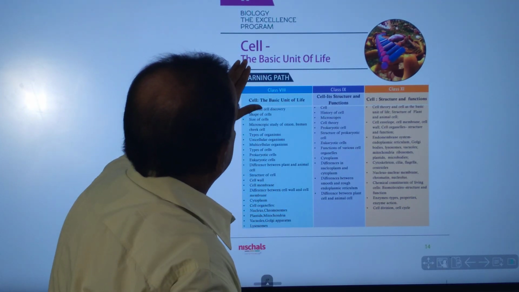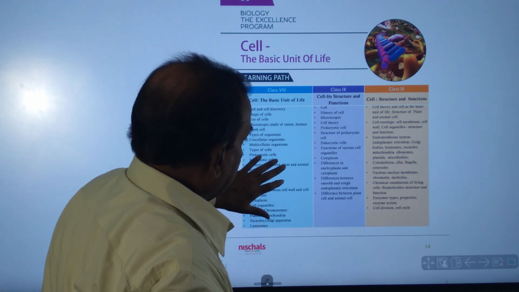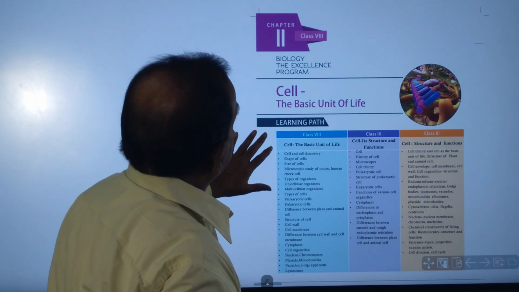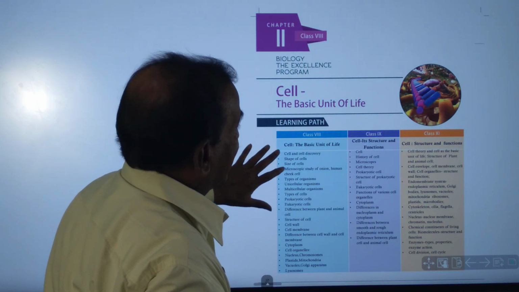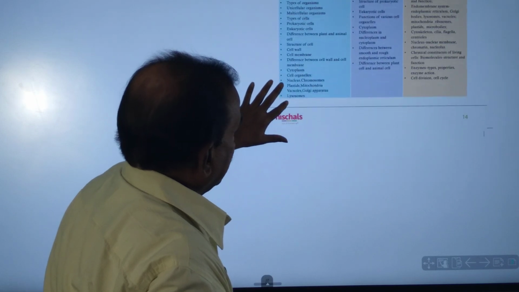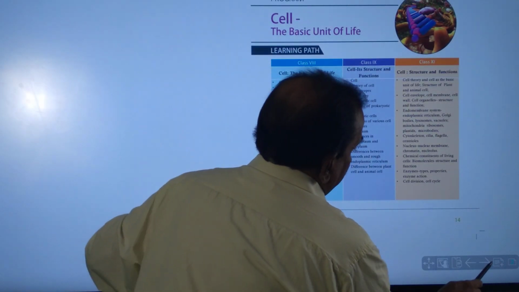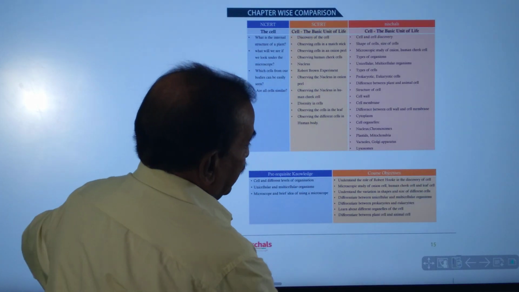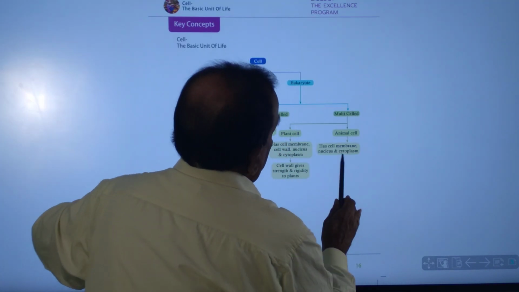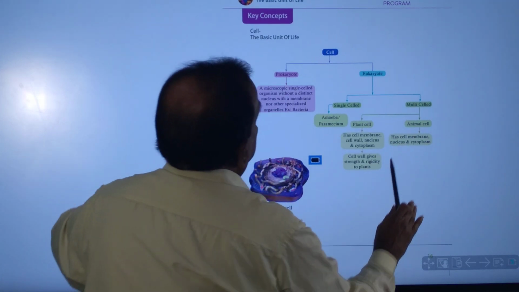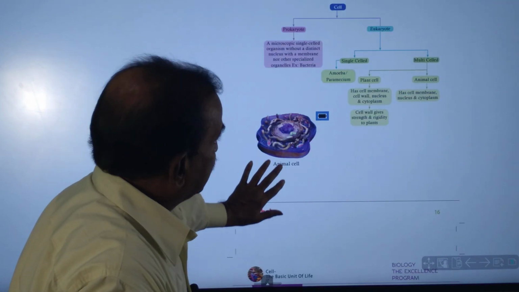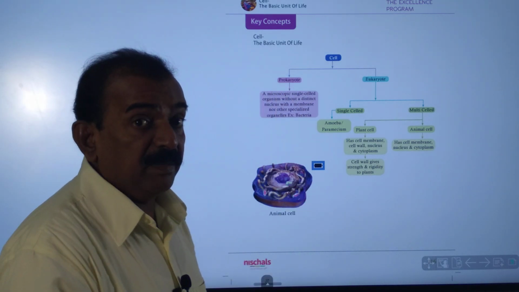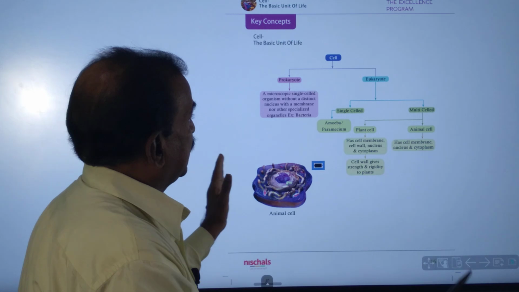Here you are observing The Cell, the Basic Unit of Life, page number 14, where the learning path is given. On page number 15, a chapter-wise comparison is given, and this is an important page. On page number 16, children, you are observing the flow chart for the cell, the basic unit of life.